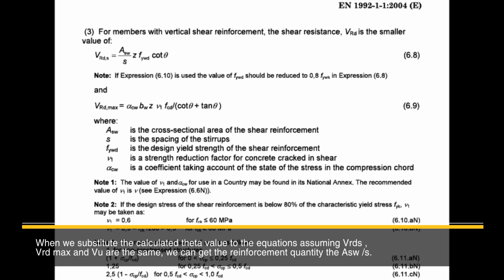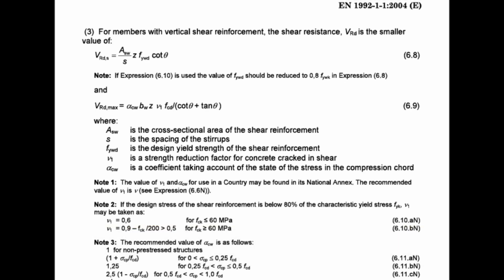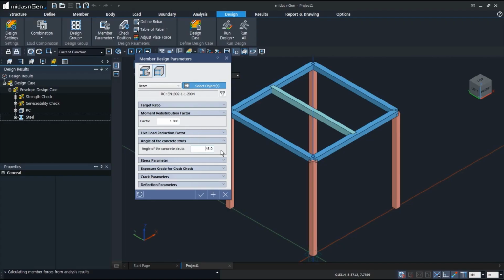So when we substitute the calculated theta value to the equations, assuming VRDS, VRD max, and VU are the same, we can get the reinforcement quantity, the ASW over S. Eventually, what Midas nGen is saying for the 45 degrees is that when you want to calculate the maximum shear reinforcement amount, all you have to do is put in the 45 degrees. And for a more economic design, insert the calculated theta value, assuming that the VRDS and VRD max is equal, like what we have just been talking about.